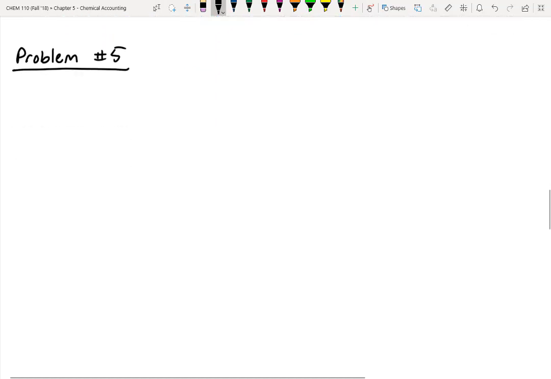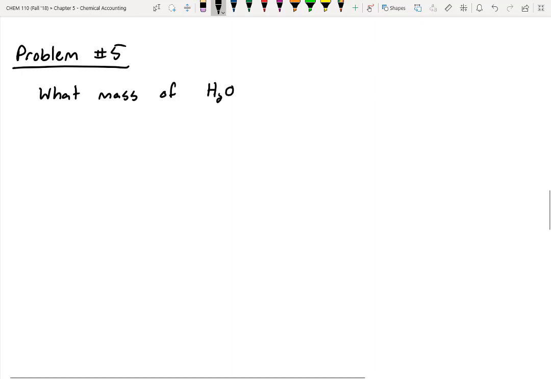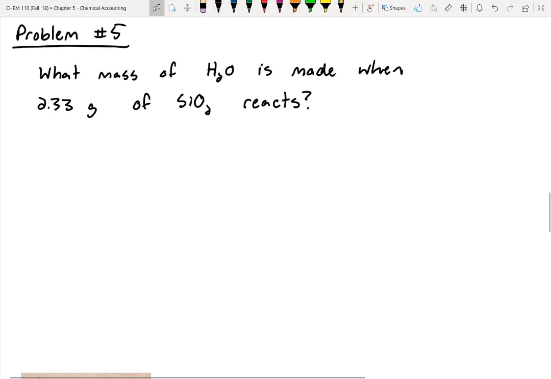And again, we're going to use that exact same problem. So this one is, what mass of water is made when 2.33 grams of silicon dioxide reacts? So this one might be a bit more involved, so I'll give you a minute to work on this.